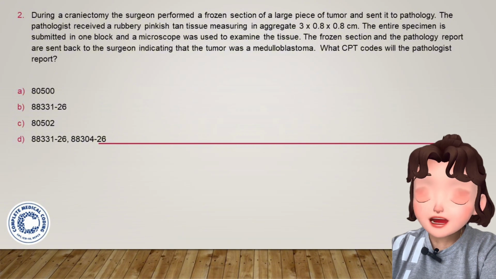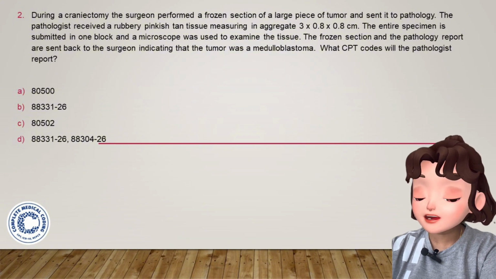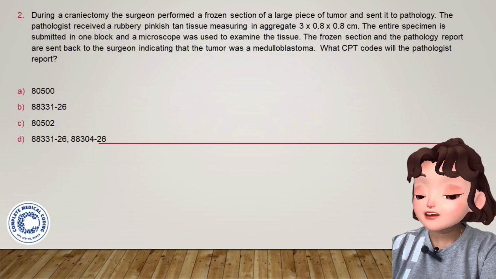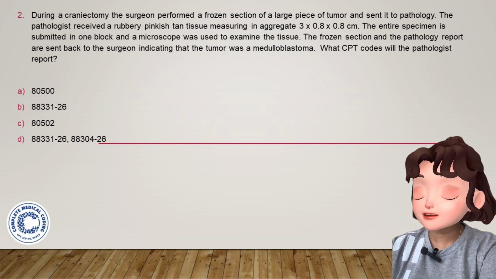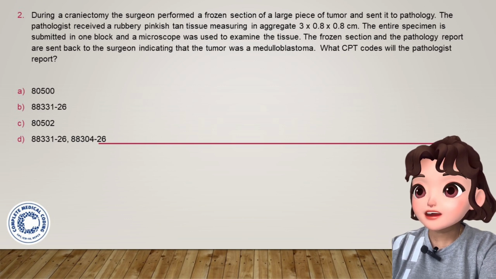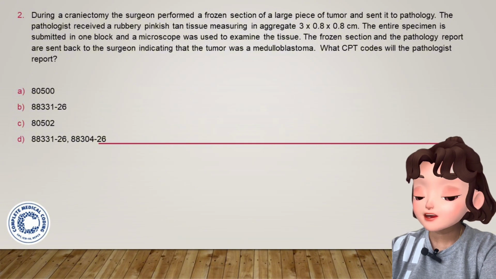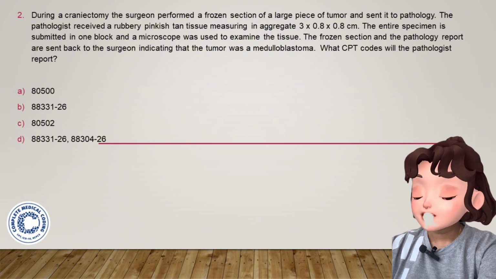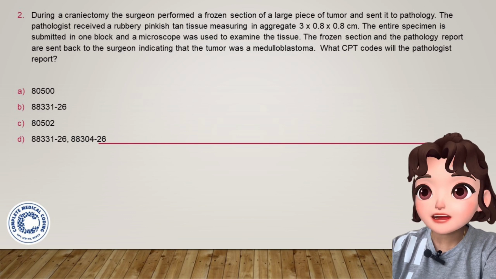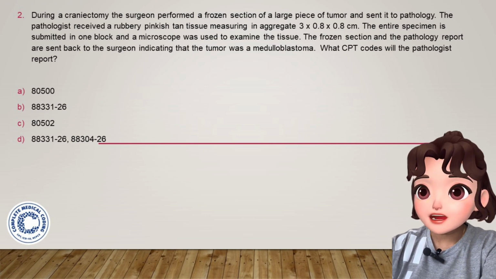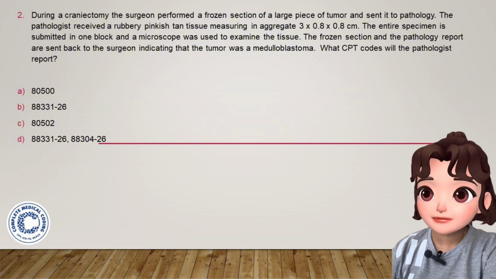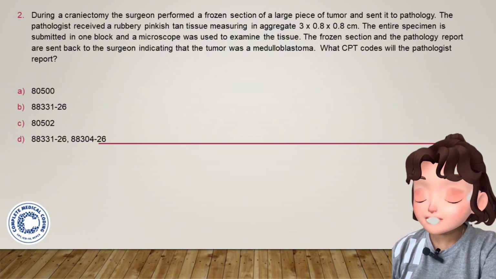Clinical pathology consultation, limited, without review of patient's history and medical records. This is limited, it's mentioned there. But since this is a surgical procedure, it will not be limited, right? And what is 80502, option C? Comprehensive, for a complex diagnostic problem with review of patient's history and medical records. Okay, anyway, let's move on to the other two options also. Option B, 88331.